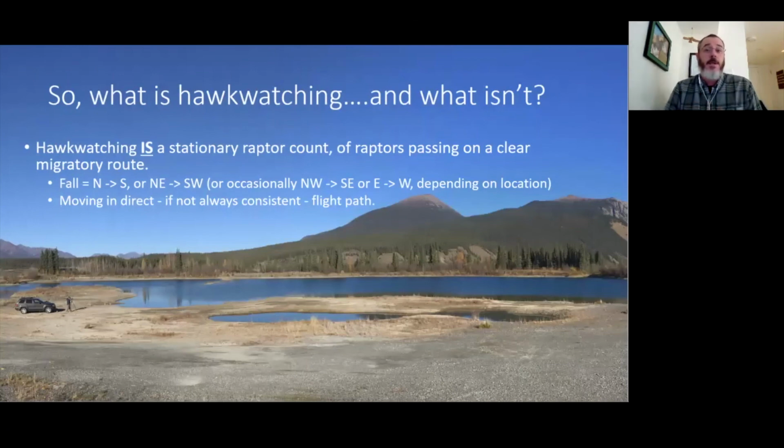But the important thing is that the birds are moving in a direct, if not always consistent, flight path. And you can see that over a long distance, right? Over a few miles as they cover distance. That's very different from a foraging bird moving around or a local bird still on a territory that might be transiting from one part of their territory to the next.